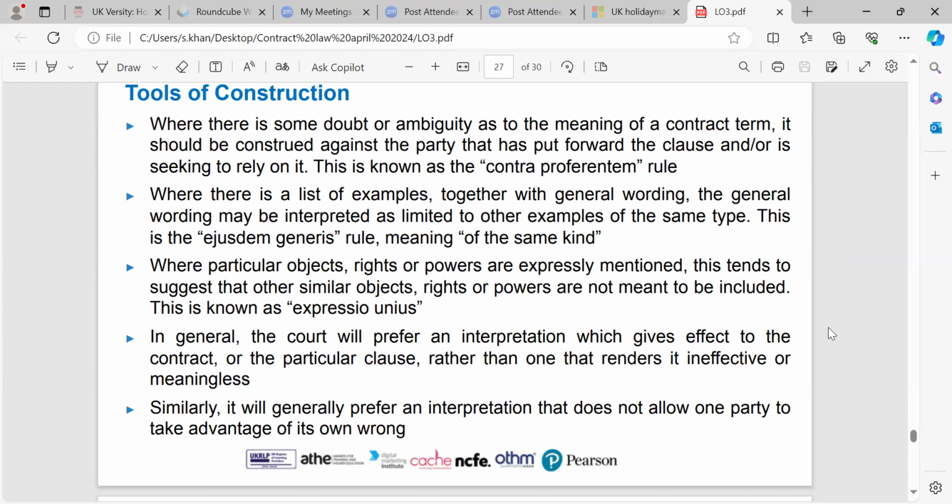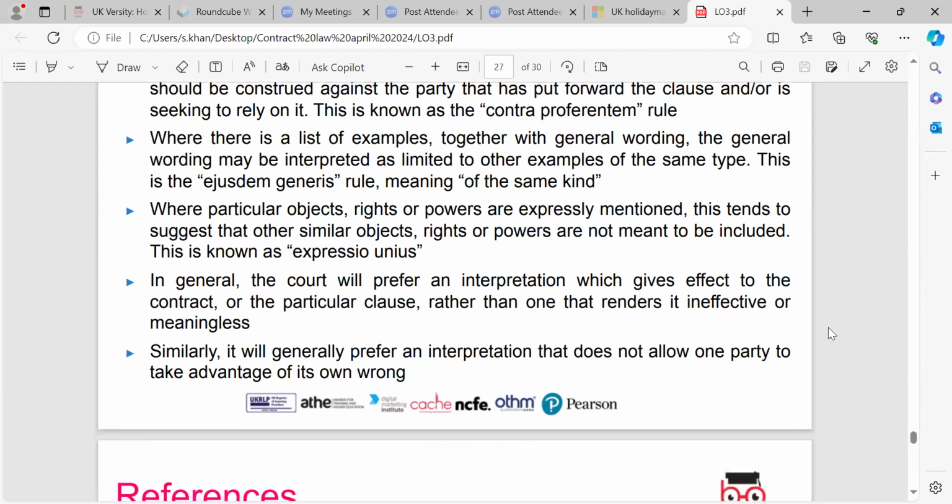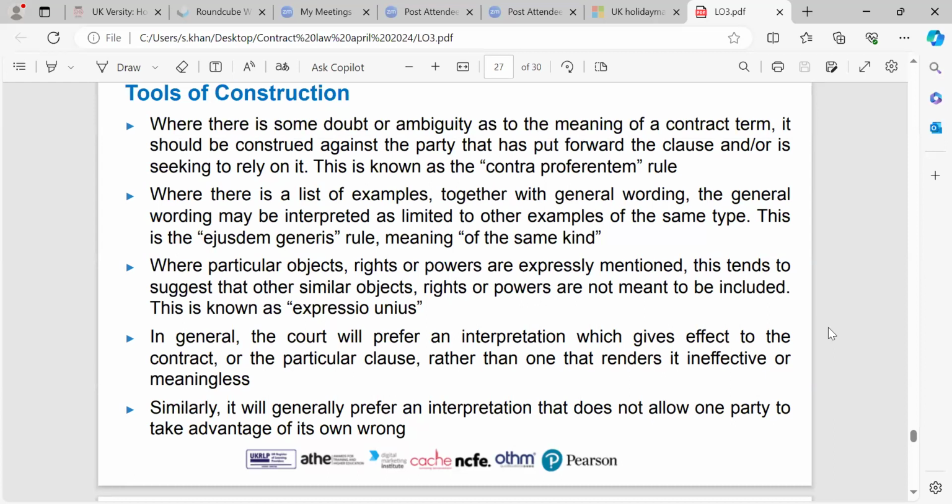Where particular objects, rights, or powers are expressly mentioned, this tends to suggest that other similar objects, rights, or powers are not meant to be included. This is known as expressio unius. In general, the court would prefer an interpretation which gives effect to the contract or the particular clause rather than one that renders it ineffective or meaningless. Similarly, it would generally prefer an interpretation that does not allow one party to take advantage of its own wrong.